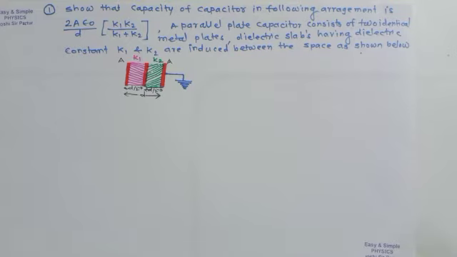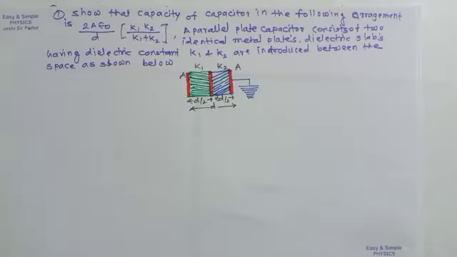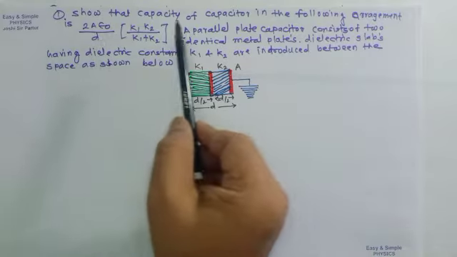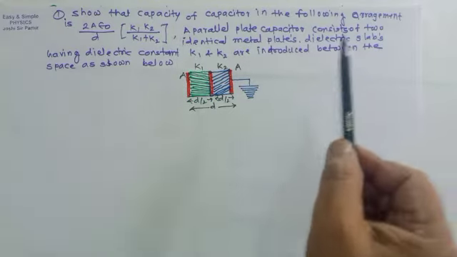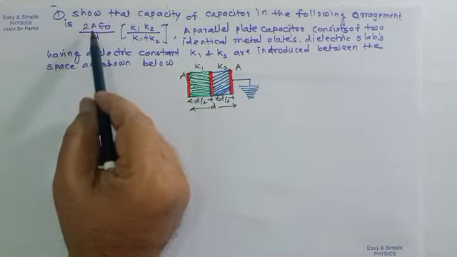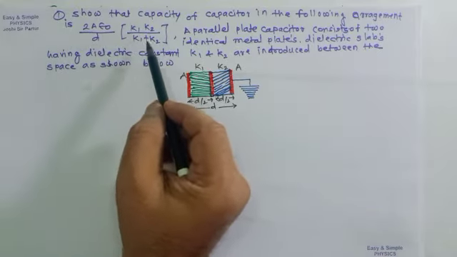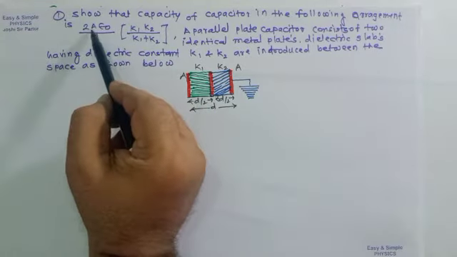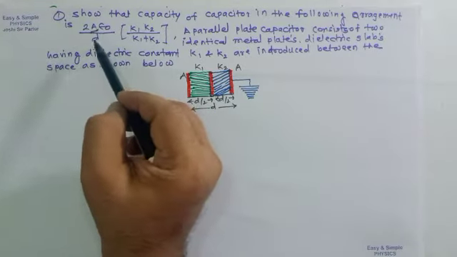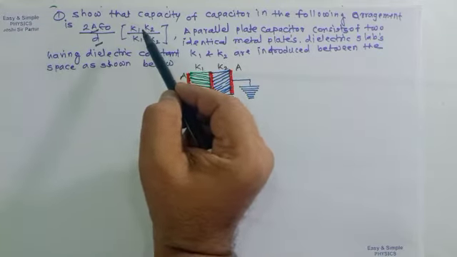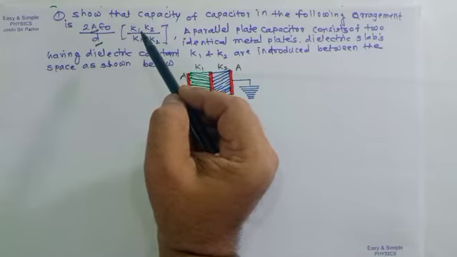So in this example, we have seen the first example, that is, show that the capacity of the capacitor in the following arrangement is 2 times A epsilon 0 upon D in bracket K1 K2 upon K1 plus K2, where A is the area of each plate and D is the distance between two plates. K1 and K2 are dielectric constants for different mediums.